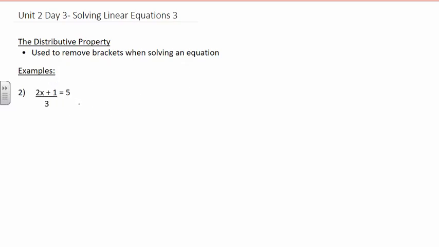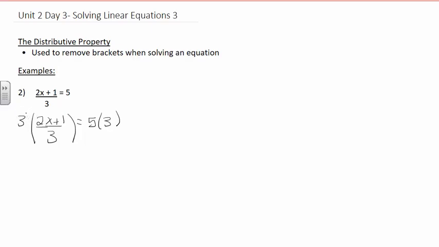We now have an example with a rational term or a fraction. So the first thing we want to do is get rid of that fraction by multiplying everything by a common factor. So we'll multiply everything by 3. So it'll be 3 times 2x plus 1 over 3 equals 5 times 3. Then we will use our distributive property to get rid of the brackets.